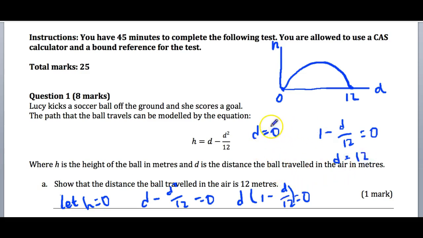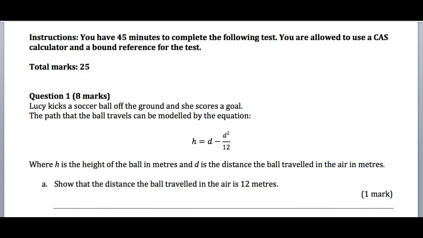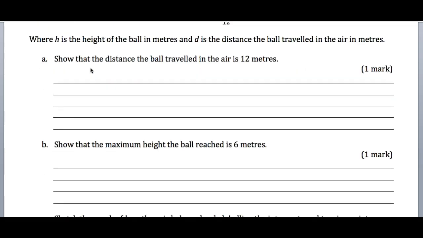So when we solve this, we get d equals 12. So basically, you just had to show these x-intercepts, and then you can say something like the distance between the two x-intercepts is 12. Or you could say 12 minus 0 equals 12, therefore distance equals 12 metres. Something along those lines. So you basically just had to find those x-intercepts.